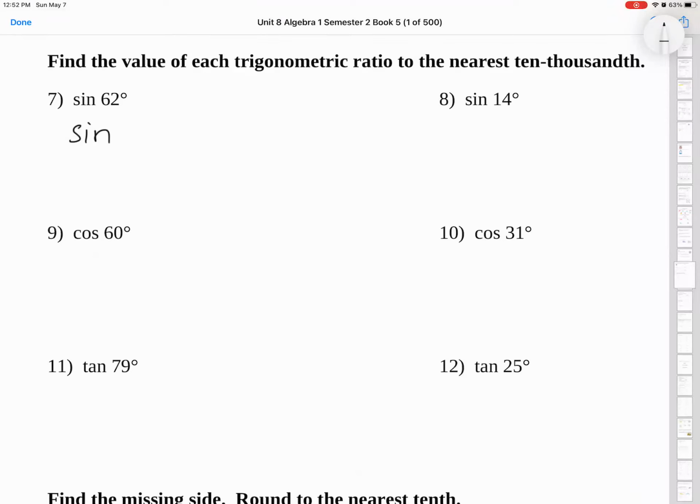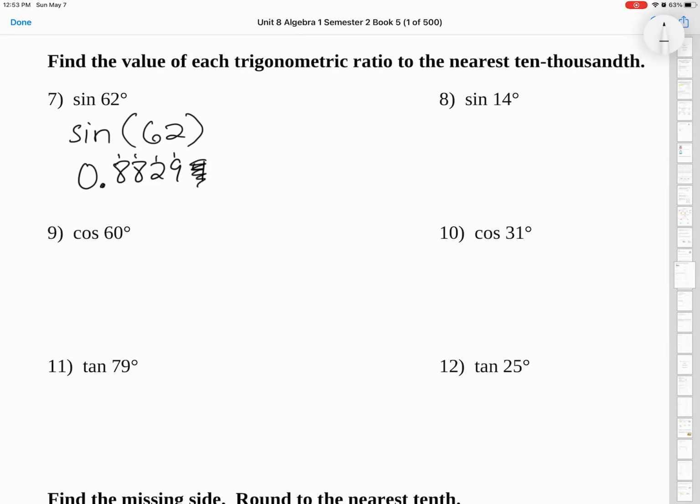But so you have the sine, and then what will happen is it'll automatically open up a parenthesis, and then you have to hit 62. Now, when you do that, you should end up with the value of 0.8829, and then 4 is this last digit, but we care about the 10,000ths. So there's 10th, 100th, 1,000th, 10,000. We would look at the 4, well, it's under 5, so then it's going to stay the way it is.